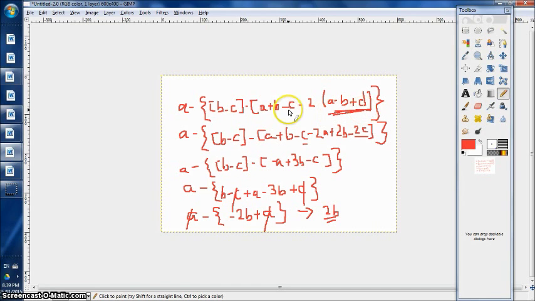Okay, so that's basically brackets. You start with the innermost bracket. In this case, we started out with this bracket, and then we gradually moved on to the exterior brackets, and finally we removed all the brackets and simplified all the expressions, or all the literal factors. Okay, that's for the calculations.